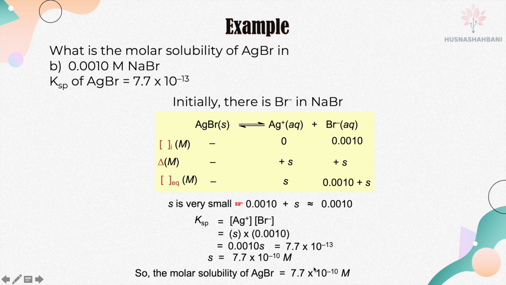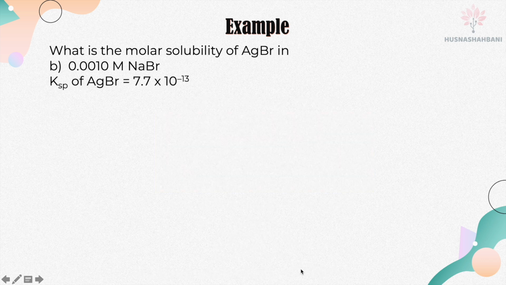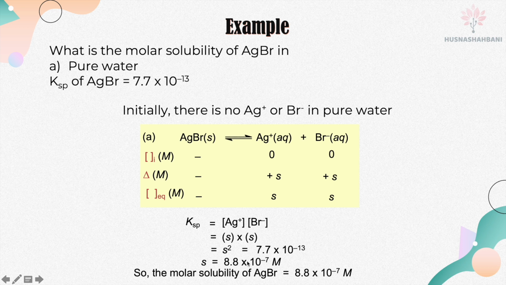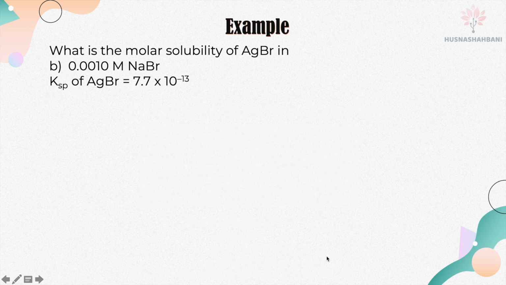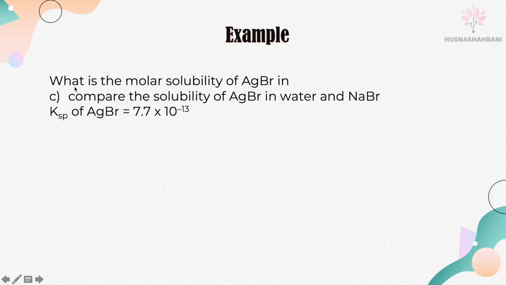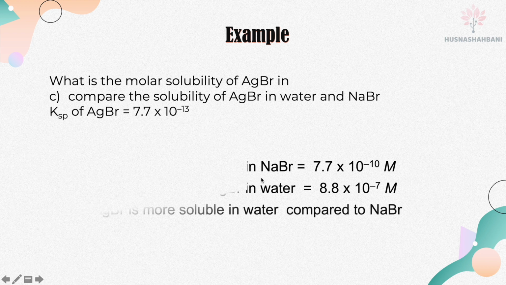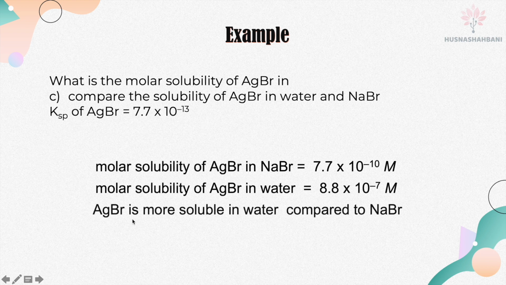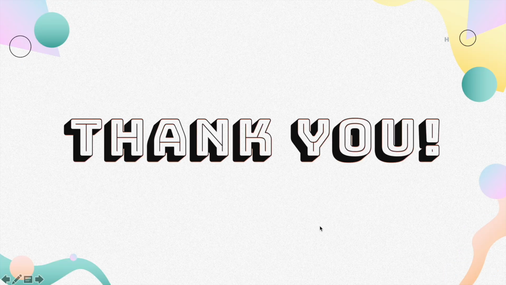7.7 times 10 to the power of negative 10. In pure water, we have 8.8 times 10 to the power of negative 7. So compare the solubility of AgBr in water and sodium bromide. If you compare, the molar solubility of AgBr in water is greater than the molar solubility of AgBr in sodium bromide. Thank you.